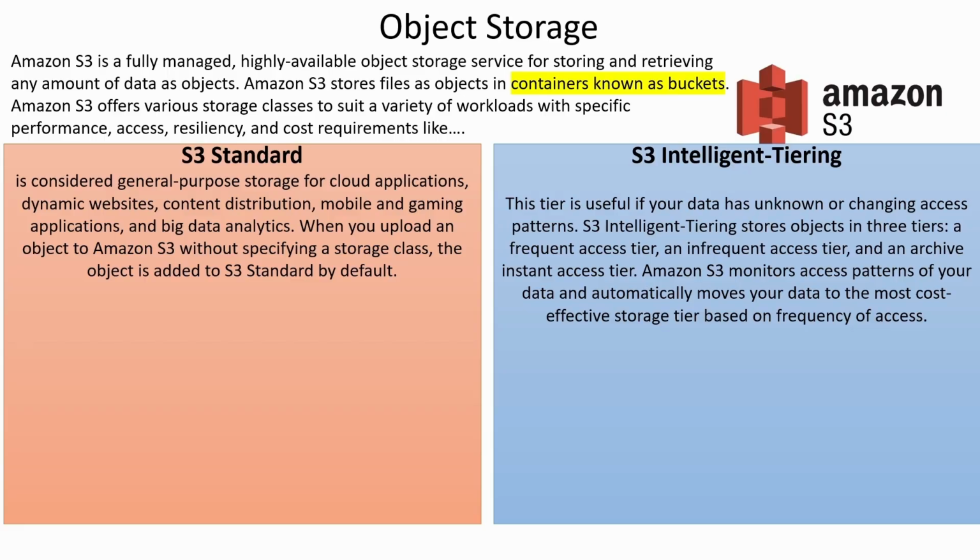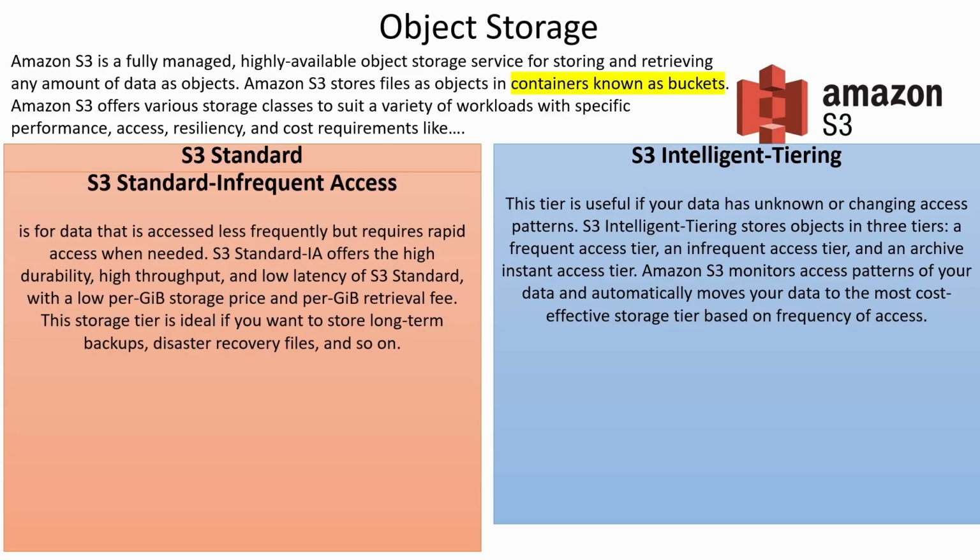Next one is S3 Standard Infrequent Access. This is for data that is accessed less frequently but requires rapid access when needed. S3 Standard-IA offers the high durability, high throughput, and low latency of S3 Standard with a low per GB storage price and per GB retrieval fee. This storage tier is ideal if you want to store long-term backups, disaster recovery files, and so on.